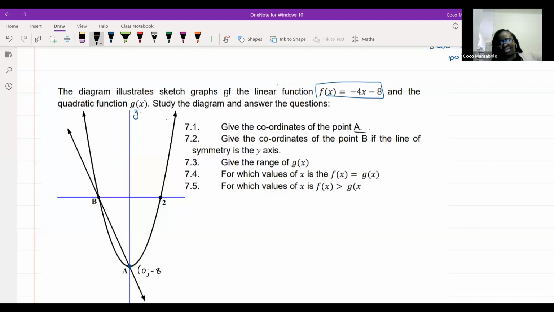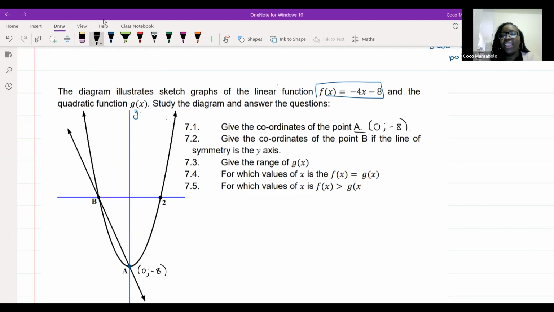That wasn't really a tough question, hey? Well done to everybody who caught on to that. That was pretty nice and easy. Well done, Tiana. Excellent work. So we know that the coordinates of A are going to be 0 and -8.